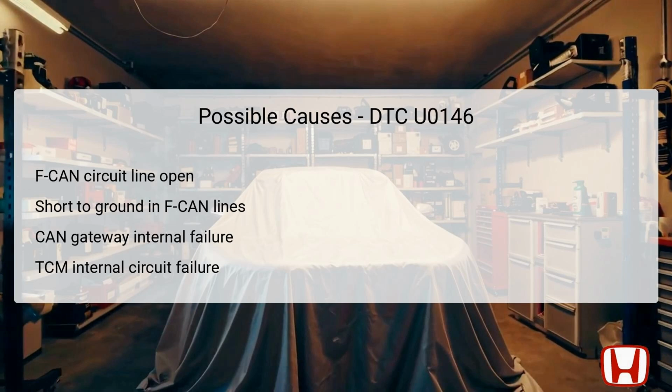Additionally, issues might arise from an internal failure within the CAN gateway itself, which may include fuse failures that disrupt its functionality. Lastly, a malfunction within the TCM's internal circuitry can also trigger this DTC, where the module itself fails to process or interpret signals correctly. Addressing these possible causes requires precise inspection, making it essential to systematically check the circuits and components involved.